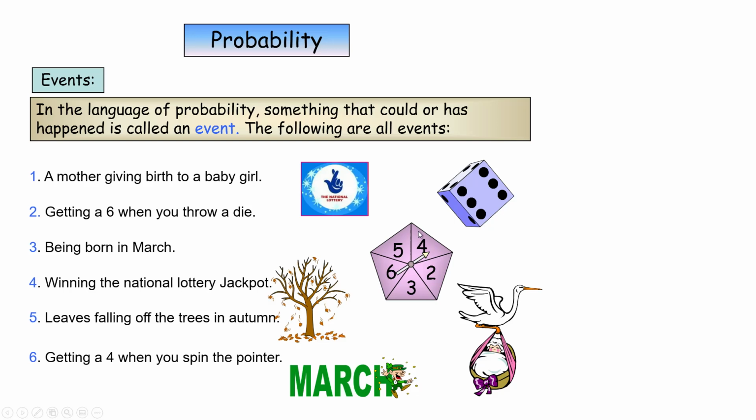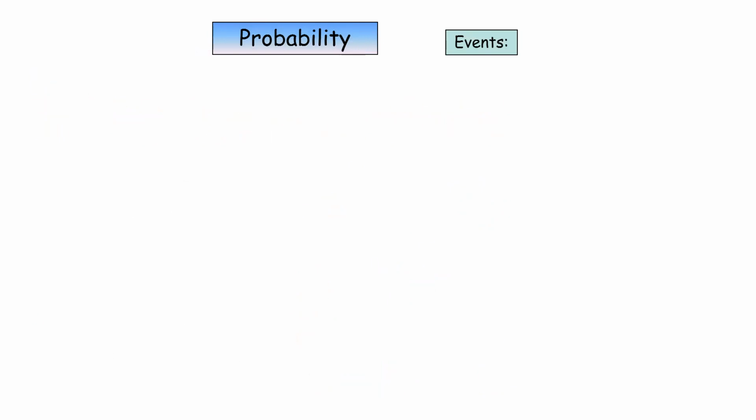What I want you to do is to make a note of the definition of an event. So I want you to copy what's in the red box here. So everything in the red box, hit pause, write that down. That's what an event means. Something that could or has happened.